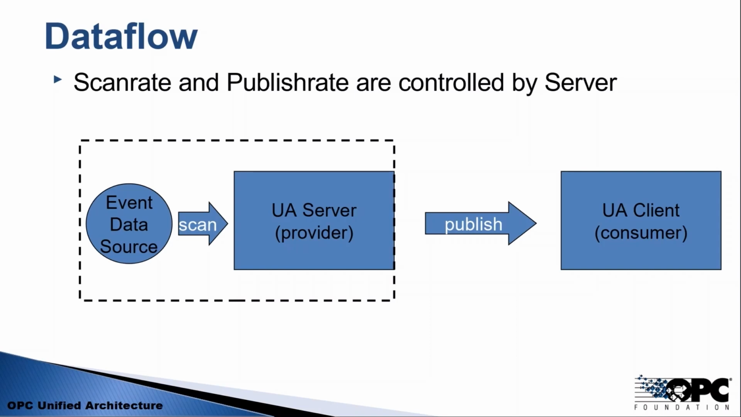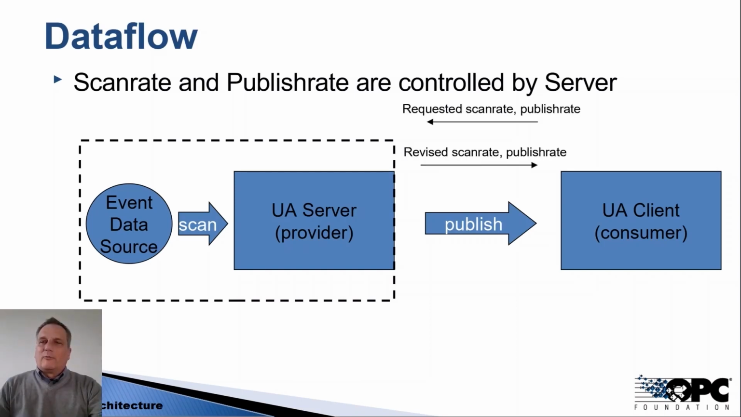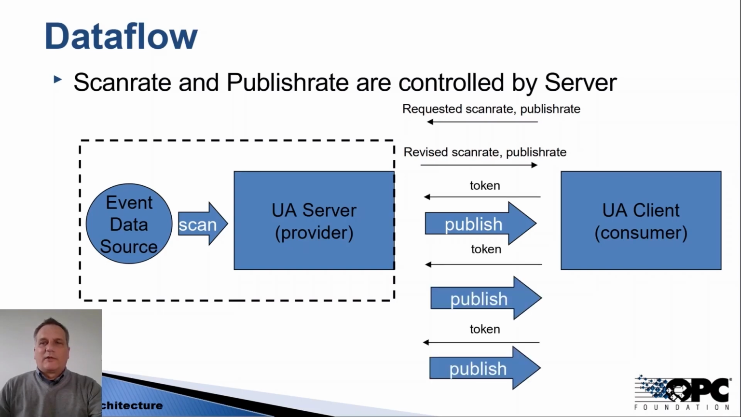Now what typically happens is that you have the request from the client coming in, requested scan rate and requested publish rate, and the server is answering with a revised scan rate and revised publish rate. That's important because the revised value is what's really happening. After that, the client will send the publish token, and then the server will send all the data that has changed in the publish response. This is why the arrow is a little bit bigger, because that's the large message with all the data contained.